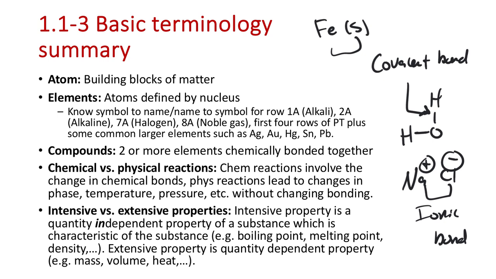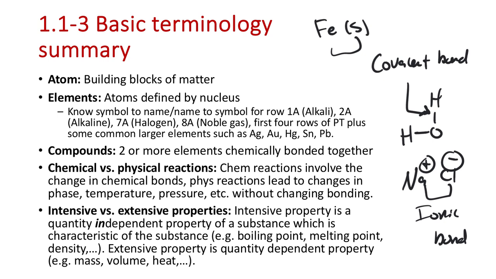So the melting of an ice cube, the changing of the phase of a substance, is something that we just call a physical change. A chemical change requires a change in the chemical environment of the atoms. It requires a change of the bonds that are made. Physical changes just lead to changes in phase, temperature, or pressure, without changing the actual underlying bonding nature between the atoms in the substance.